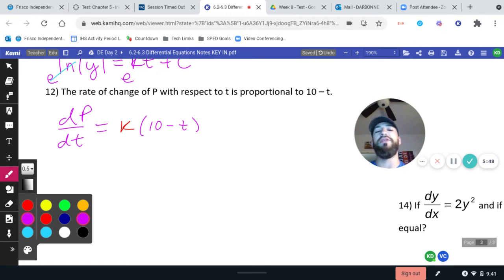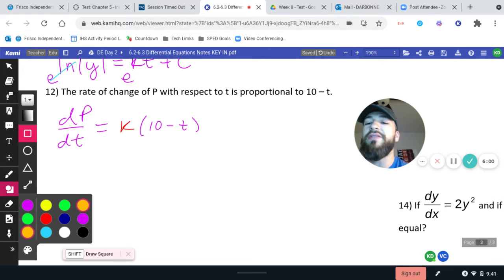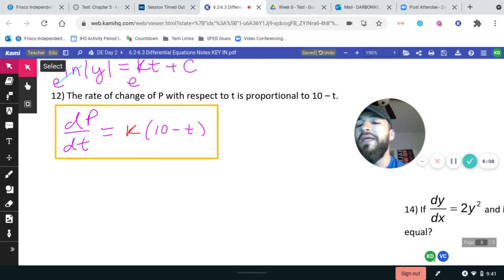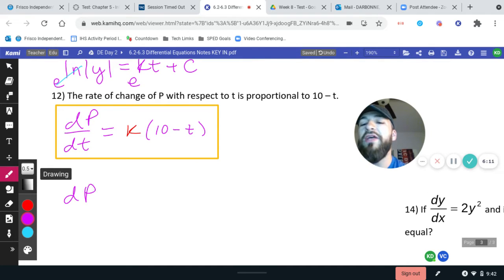So anytime you have more than just a single variable, make sure you put it in parentheses before you multiply by that constant k. Okay, then same thing, this is my differential equation. This is all this question is asking you to do. It's just to write it. But if I wanted to solve it out, I could separate, integrate. So we'd get dp, because I don't have any other p's, so I'm just going to leave dp over on the left side by itself. I can multiply that dt over, and I can distribute that k. So 10k minus kt, and then I'll, of course, multiply by dt.